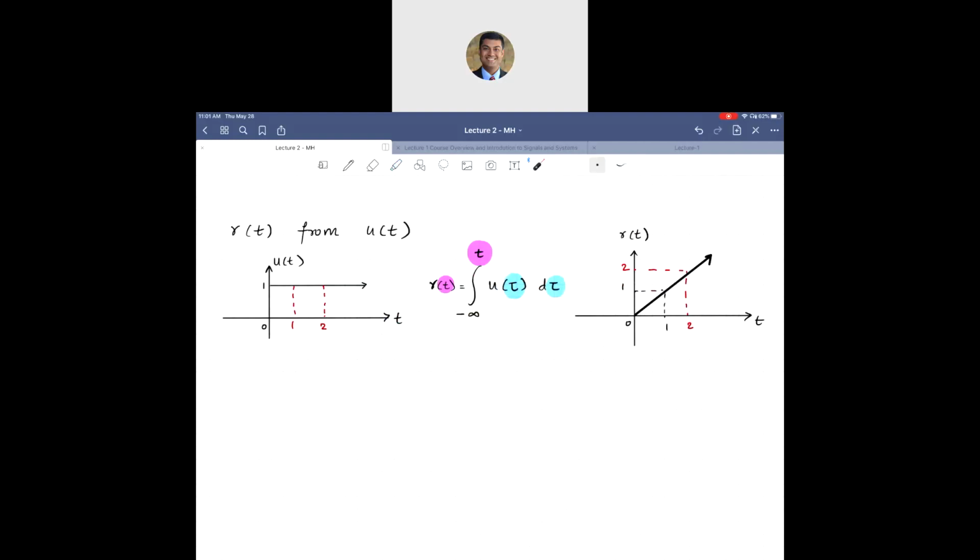As I integrate from negative infinity to infinity, essentially I'm scanning all the way from the left here. I accumulate no area as time is less than 0. But as soon as I get into the positive time here, I will accumulate area linearly, which goes up with a slope of 1. So that's how you can take a unit step and integrate it to express it as a ramp function.